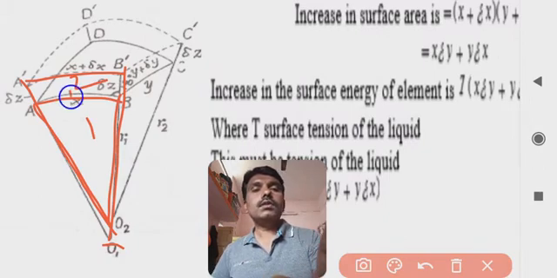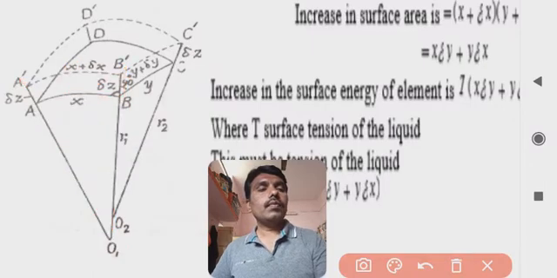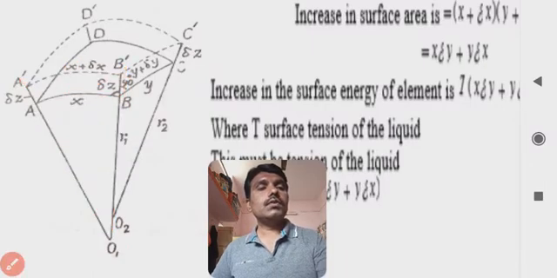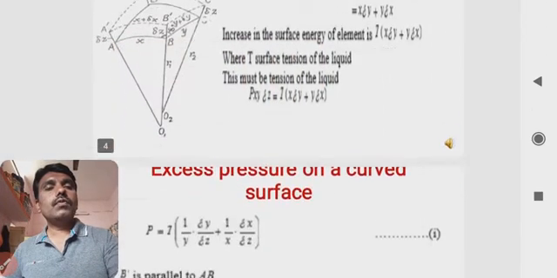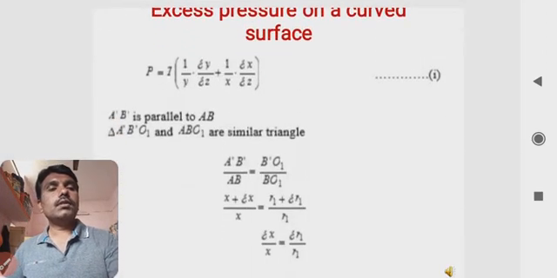A dash B dash upon AB and B dash O1 upon BO1 is to be there. So in this case you can write this in another form, or we can write this relation likewise.